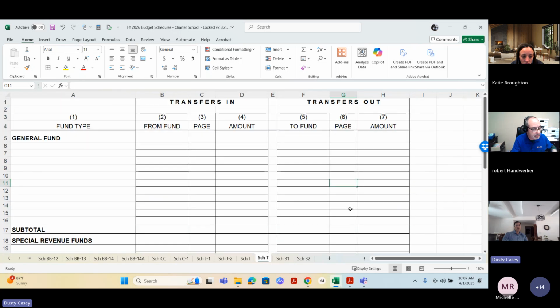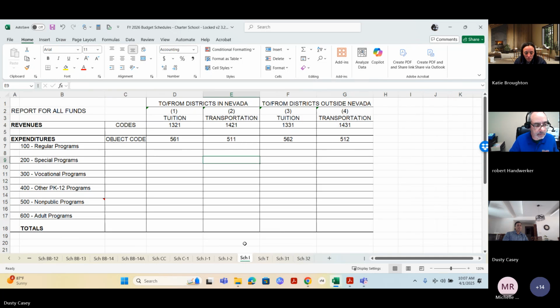Okay, Schedule T. This one does match the old workbook. It looks like you have a question. Would that include, like, if you have a program where your students attend a community college? Does not, no. This does not count dual enrollment or like a college tuition, anything like that, no.